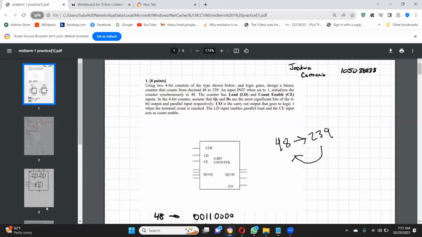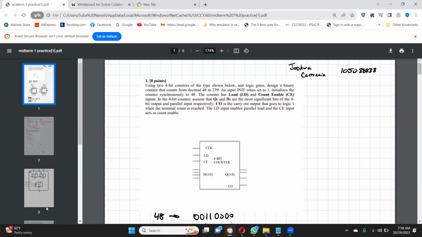You are not designing how it stops. You are not designing after that. Your question is also not asking that. You don't want to waste time on that. You don't want to load 48 again after 239. It is not asked, and it is a complicated circuit. You don't want to do that.